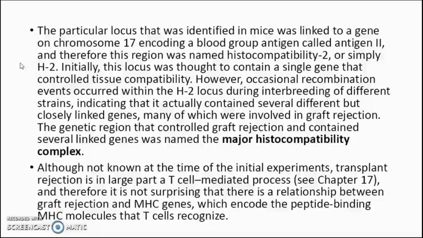Initially, this locus was thought to contain a single gene that controlled tissue compatibility. However, occasional recombination events occurred within the H2 locus during interbreeding of different strains, indicating that it actually contains several different but closely linked genes, many of which were involved in graft rejection. The genetic region that controlled graft rejection and contained several linked genes was named the major histocompatibility complex.